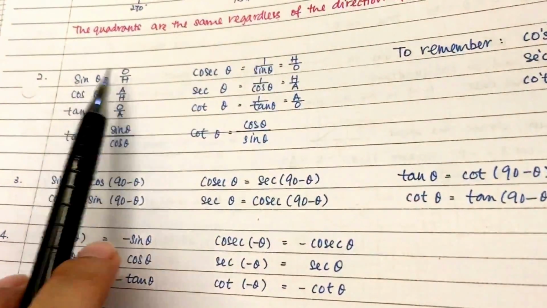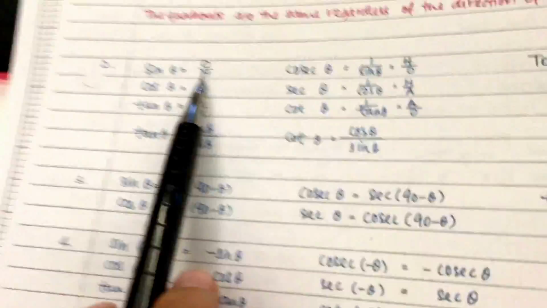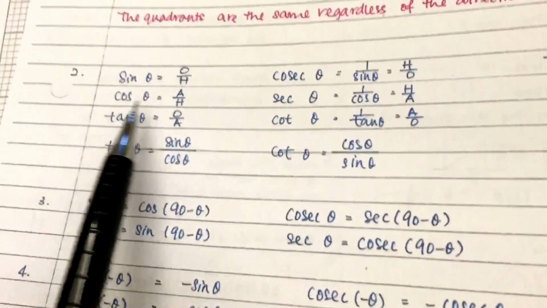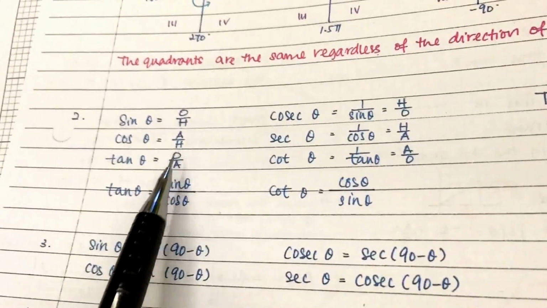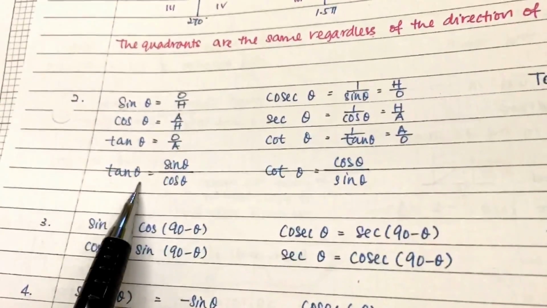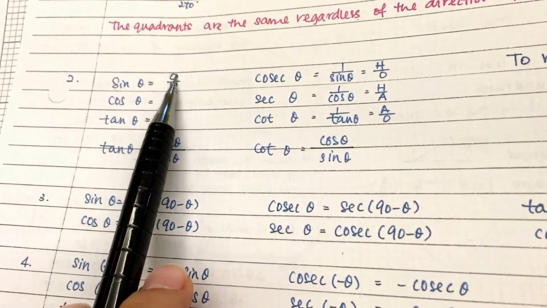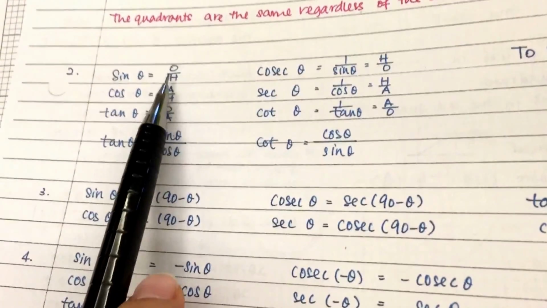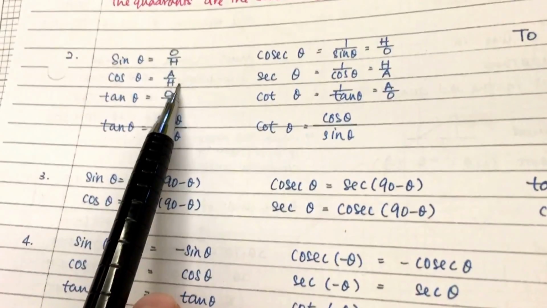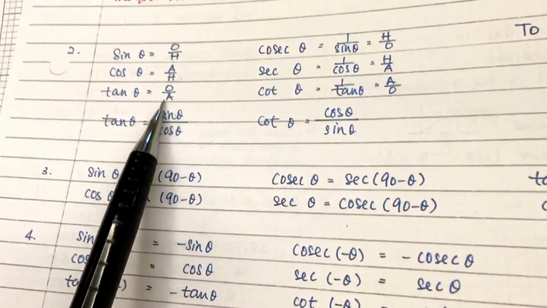Sine is the opposite side divided by the hypotenuse. Cos is adjacent over hypotenuse, tangent is opposite over adjacent. Now tangent is also sine over cos. Why is it? Because sine divided by cos is actually O over H divided by A over H. Both the H's can be cancelled. So what's left is O over A, which is the same as tangent.